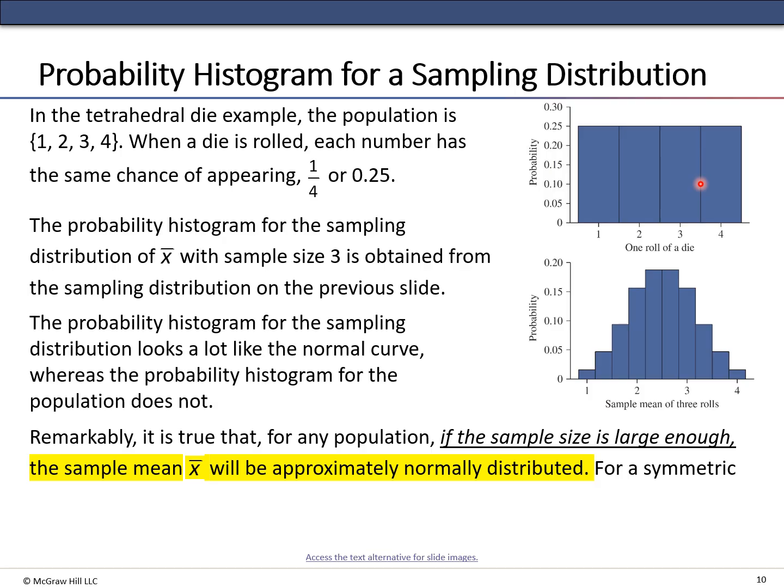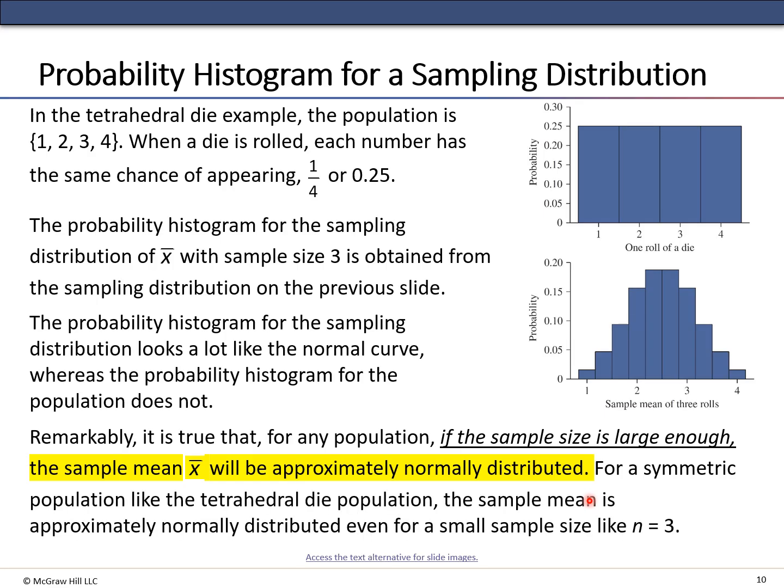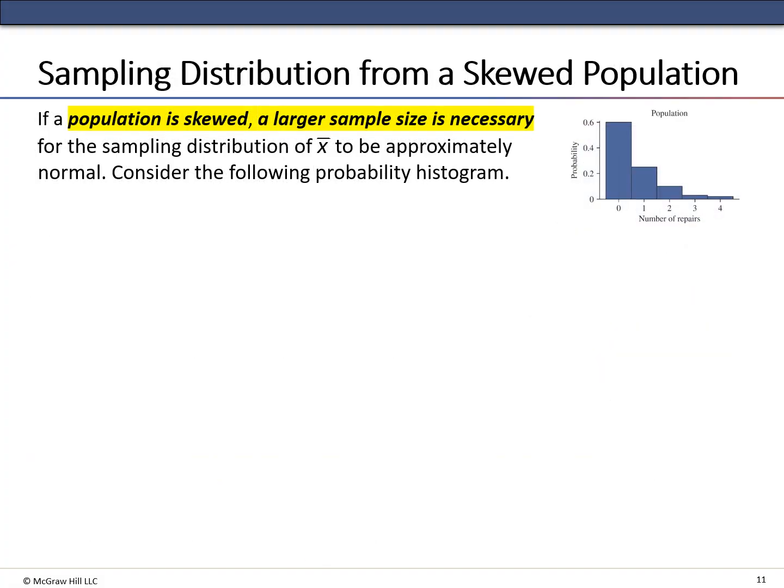What's interesting about this, and this is why this is such a powerful tool looking at these samples, is that it is true that for any population, if the sample size is large enough, the sample mean will be approximately normally distributed. For a symmetric population like the tetrahedral die population, the sample mean is approximately normally distributed even for a relatively small sample size of just 3 rolls of that die. But again, this works for any population graph, assuming the sample size is large enough.